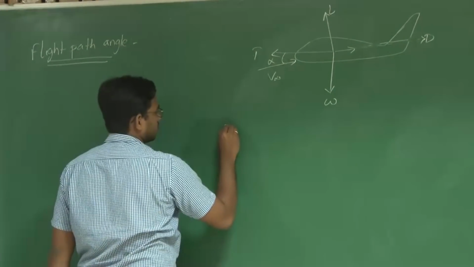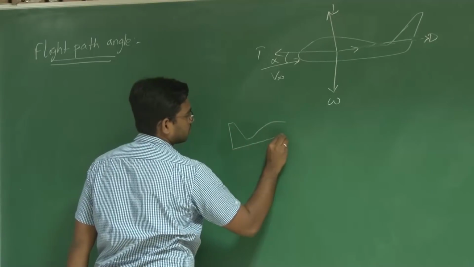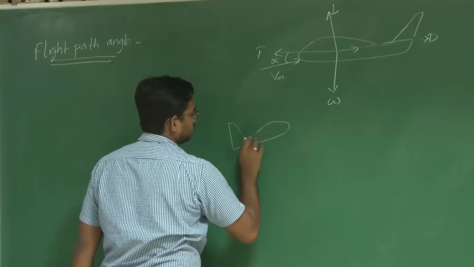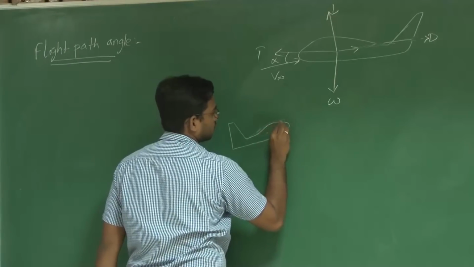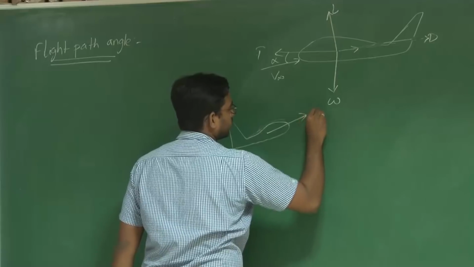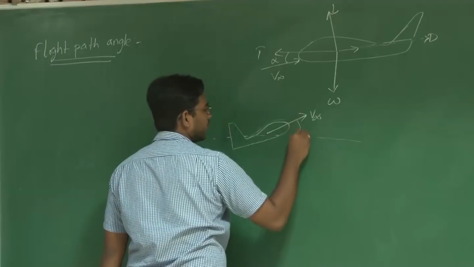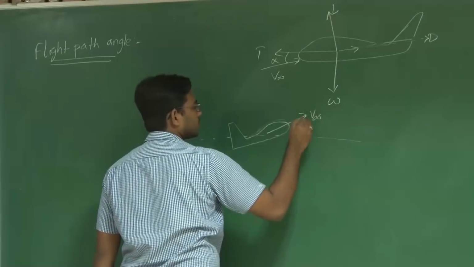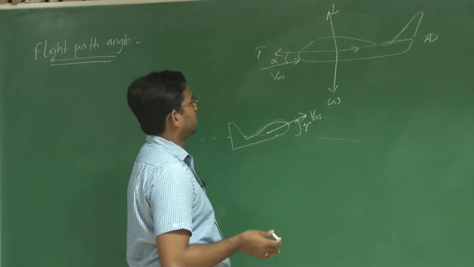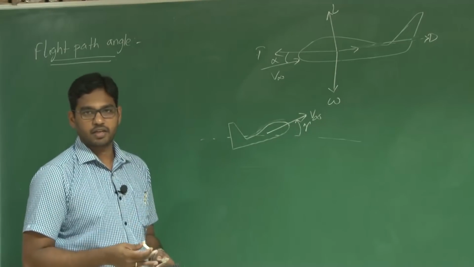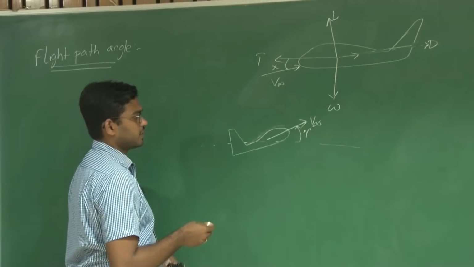Say you have your UAV moving at a velocity v infinity. With respect to the local horizontal, the angle made by this v infinity is known as gamma, the flight path angle. Now, is there a relationship between flight path angle, angle of attack, and orientation of the aircraft? To understand that, let us take up a small example.